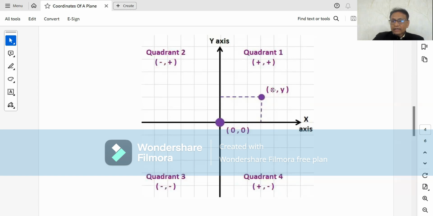Now the first point, the x coordinate, is the measurement along the x-axis. So from this origin to this point, this distance is x. It is written here. And the second point is the measurement along the y-axis. So from this origin up to point here, this is y. So we will further study it with other examples.